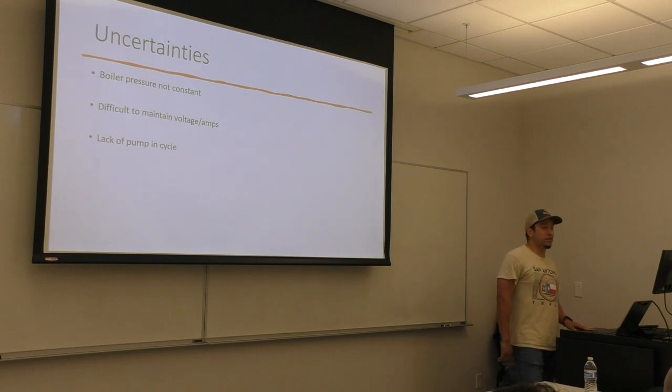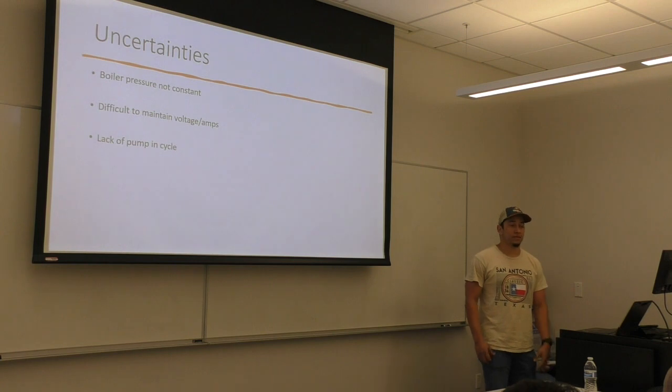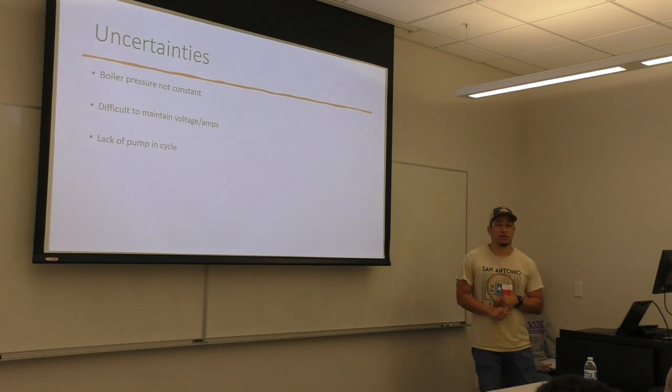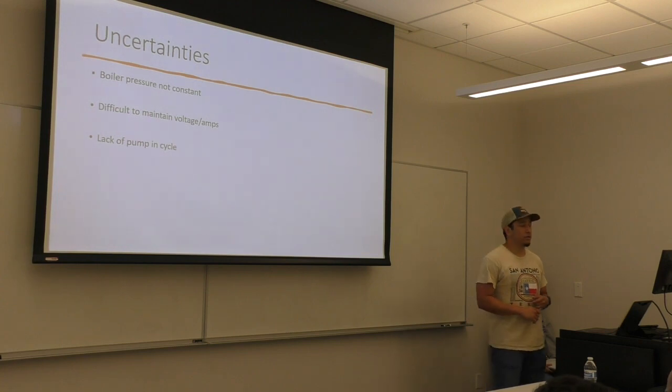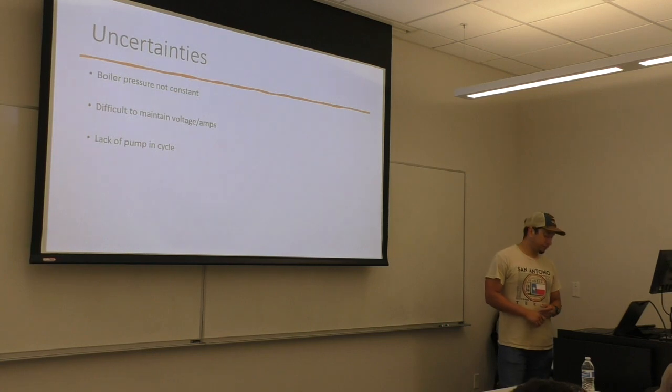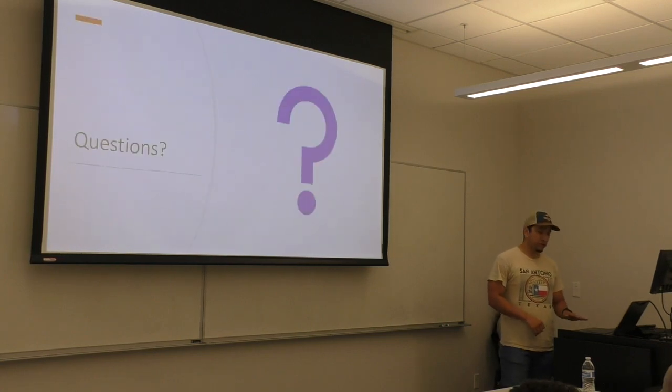Some uncertainties: the boiler pressure wasn't constant, which could provide miscalculations or incorrect data, as well as difficulty maintaining voltage and amps. The load switch didn't seem to be working or have any effect on the equipment, as well as the lack of a pump in the cycle. So, yeah, are there any questions?